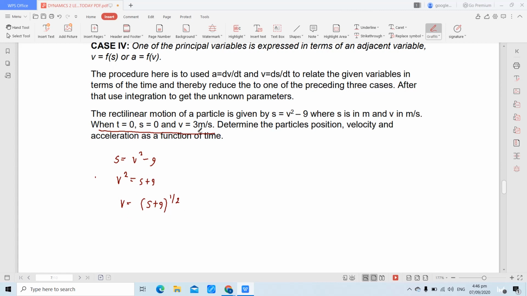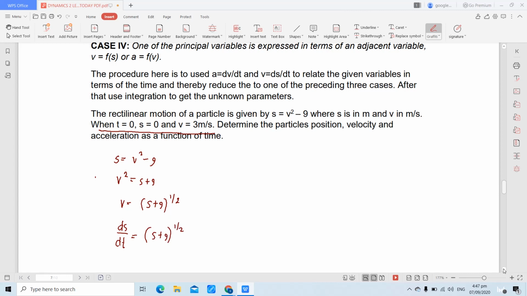No, ano daw ang gagawin natin? Isusubstitute muna natin yung v equivalent to ds over dt, para ma-express natin mismo or ma-include natin mismo yung variable of time. And then proceed tayo kay case number 1. Okay, so what is velocity? ds over dt. And that is equivalent to s plus 9 raised to 1/2.